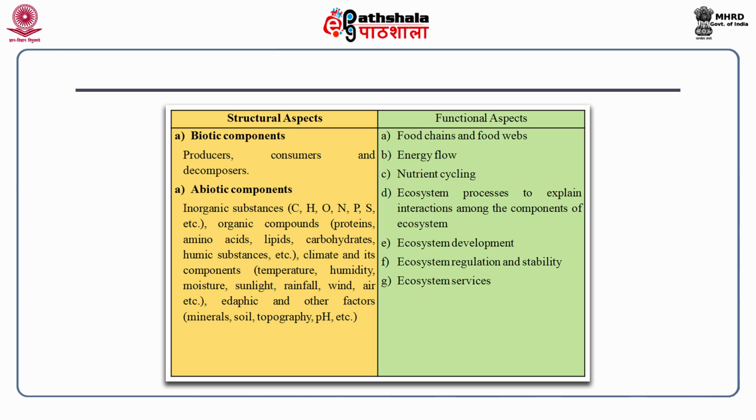and organic components like proteins, amino acids, lipids, carbohydrates, humic substances, etc., climate and its components like temperature, humidity, moisture, sunlight, rainfall, wind, air, etc., and other factors like minerals, soil, topography, pH, etc. As far as functional aspects of an ecosystem are concerned, they include food chains and food webs, energy flow, nutrient cycling, ecosystem processes to explain interactions among the components of the ecosystem, ecosystem development, ecosystem regulation and stability, and ecosystem services.